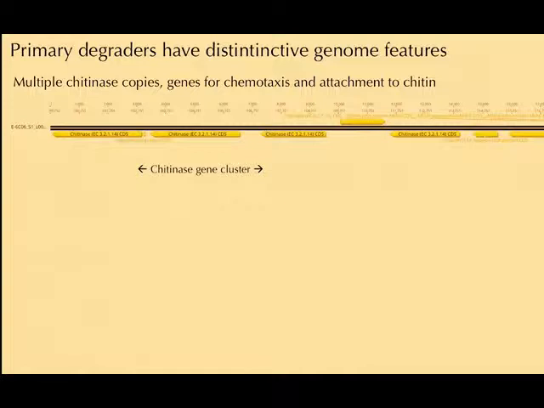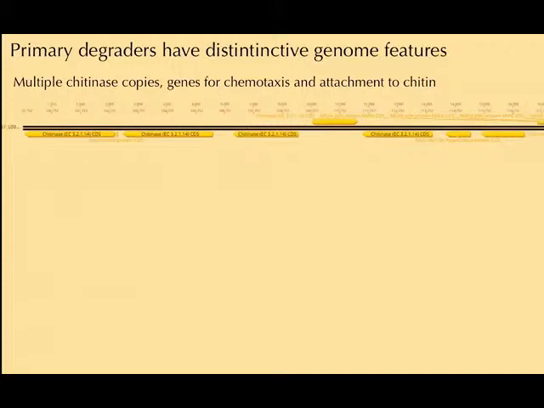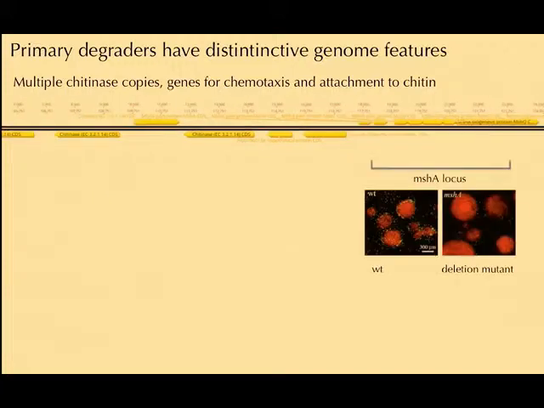This chitinase, and it keeps going. I'm very proud of this animation. Chitin. And this thing you have here is something called the MSHA locus, which has been shown experimentally to enable attachment of vibrios to chitin.